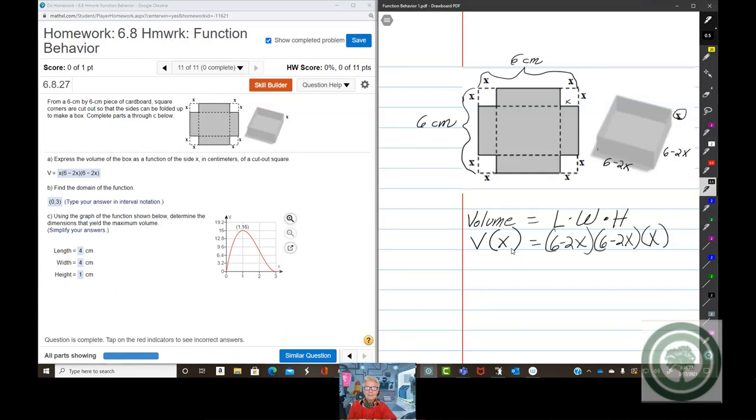And the first thing we're going to do is find the domain. Well, again, you stop and think about what would make that box not be a box. And that would be if the length is zero, or if the width is zero, or if the height is zero. You are not going to have a box. So we'll set them equal to zero. 6 minus 2X equals zero. 6 minus 2X equals zero. And X equals zero. So I'll add 2X to both sides and get 6 equals 2X. And then I'll divide by 2 and divide by 2. So I'll have X equals 3. And this will be the same.